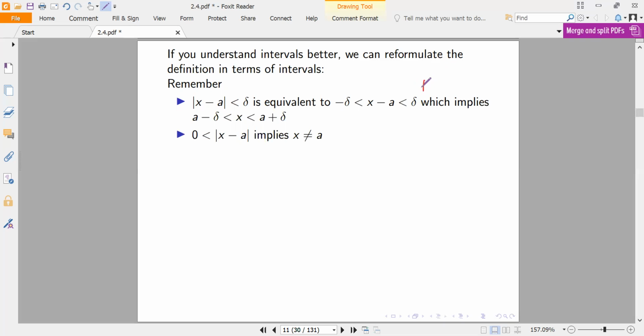And from here you can add a across. If we add a across, we have minus delta plus a, which is the same thing as a minus delta. Then minus a cancels with the a, and on the far right you have delta plus a. Basically this comes from adding a through all sides of the inequality. And again, remember that for the distance to be positive, x cannot be equal to a. Same thing with our limits: the distance from f of x to L being less than epsilon means that f of x is between L minus epsilon and L plus epsilon.